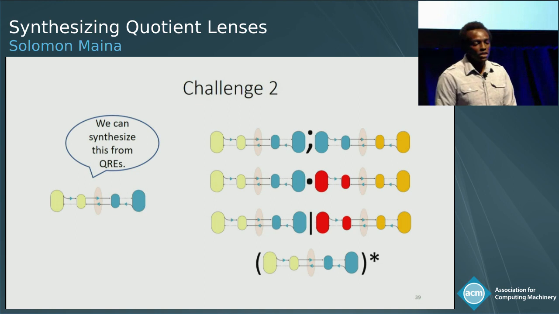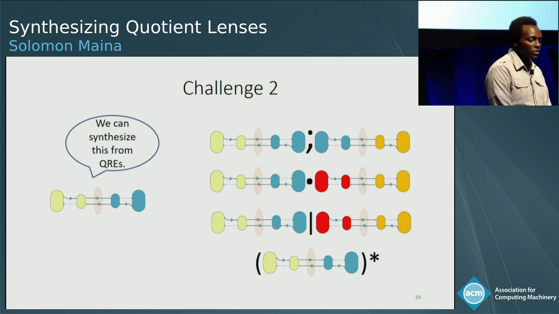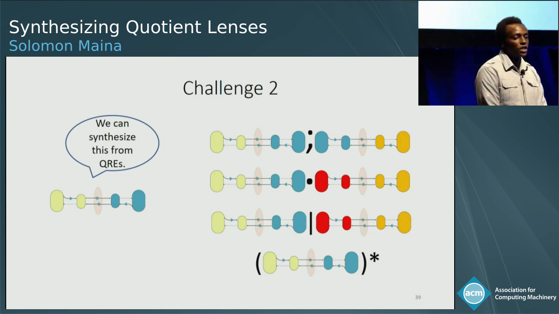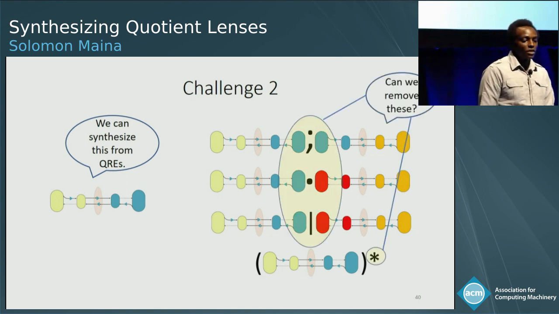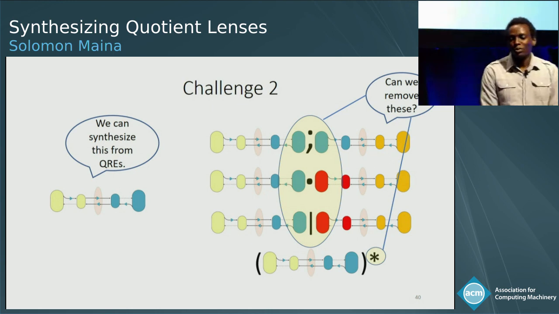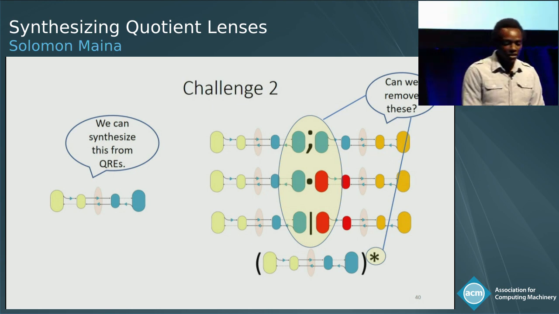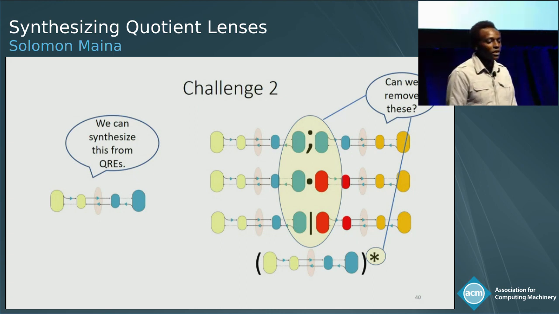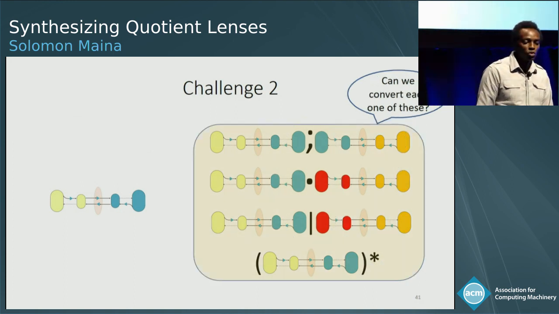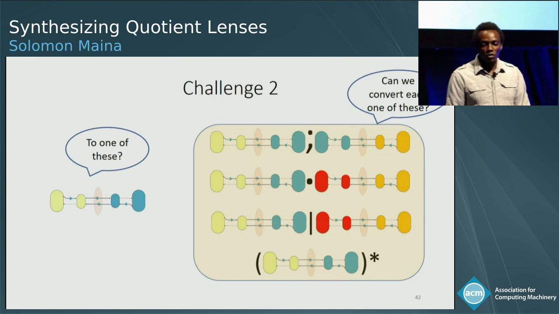So as I said, we can synthesize the lenses on the left from QREs. We simply compute the kernels on each side and then synthesize a bijection between the kernels. So that's easy. But if we look at the right-hand side, in plain language, things on the right-hand side don't look like things on the left-hand side. So can we remove these things in here, the combinators? Or if that does not make sense, another way of saying this is, can we convert each one of these things to one of these?